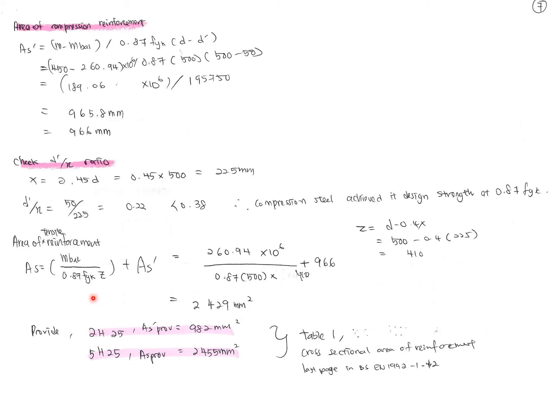So what we provided here is by using Table 1, which is the cross-section area of reinforcement at the last page in the British Standard Eurocode 2, 1992. Okay, you check the Eurocode 2 book, which is the one that you got from Mr. Cole. So you will get 2H25 as As prime provided, which is 982 millimeter square, and 5H25 as As provided is 2455 millimeter square. Again, the As provided must be higher than the As required.